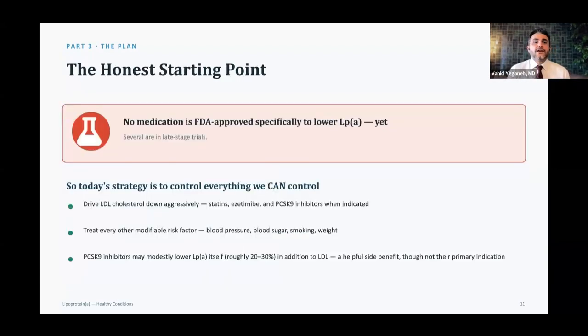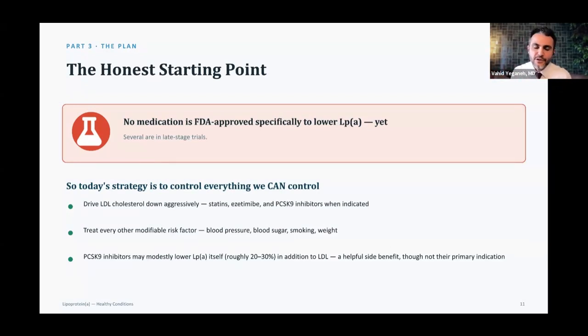So this is the hard slide to talk about because we don't really have medications currently on the market that can bring down your Lp(a). There is a medication for lowering cholesterol in general, like your LDL cholesterol. That class of drugs is called PCSK9 inhibitors.